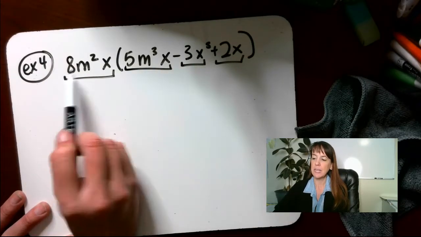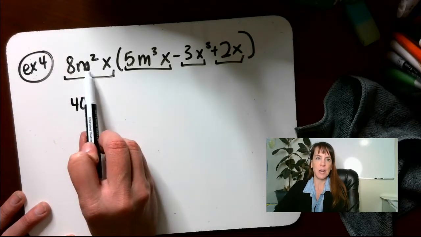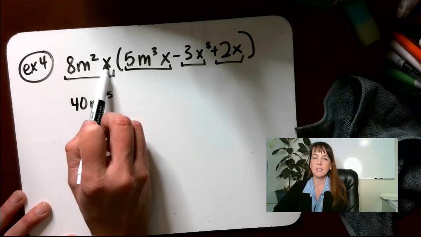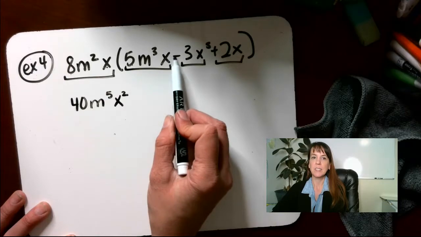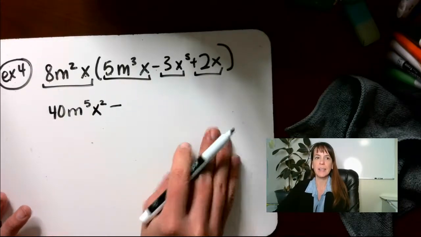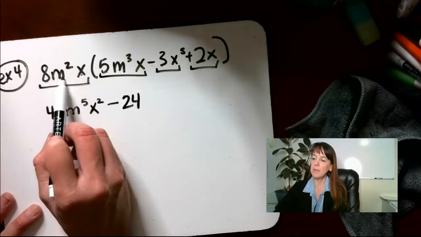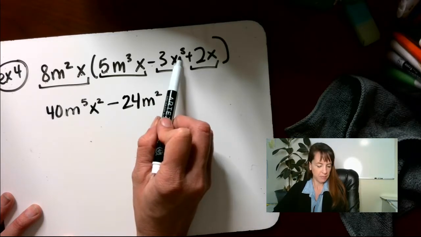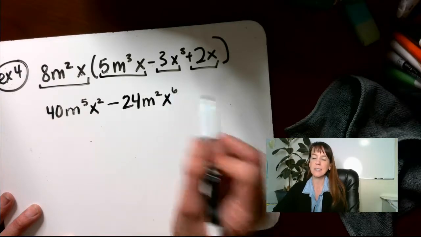So start with the numbers. 8 times 5 gives me 40, right? And I like alphabetical order. m squared, m cubed gives me m to the 5th. x to the 1 gives me x squared. Now, this is a negative and this is a positive, so we know our answer is going to be a negative. Okay, we have 8 times 3 is 24. m squared, there's no m's over here, so just m squared. x to the 5th, I hope I wrote that down right. Yep, x to the 5th, x to the 1 gives me x to the 6th.